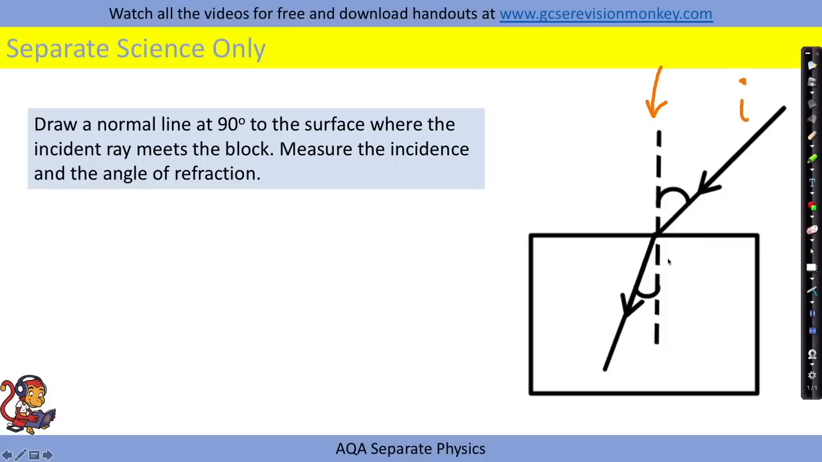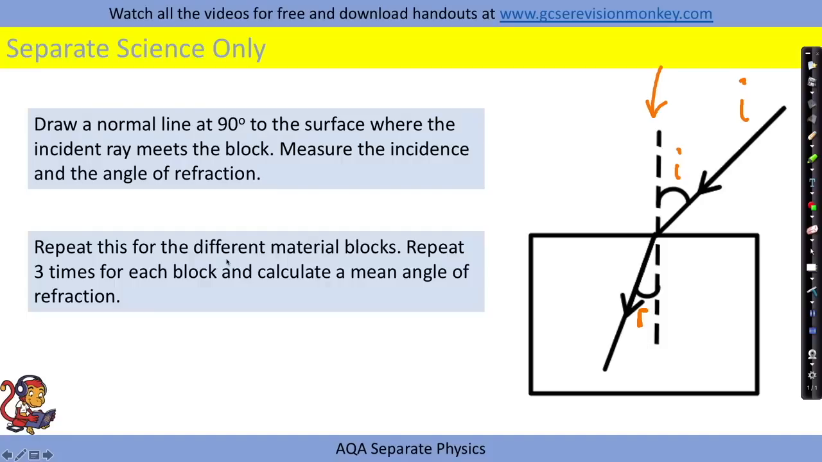And we need to measure the angle of incidence, which is between the incident ray and the normal line, and the angle of refraction. So this is the refracted ray going through, so this is our angle of refraction. We then repeat this for the different material blocks and repeat it 3 times for each block and calculate a mean angle of refraction.